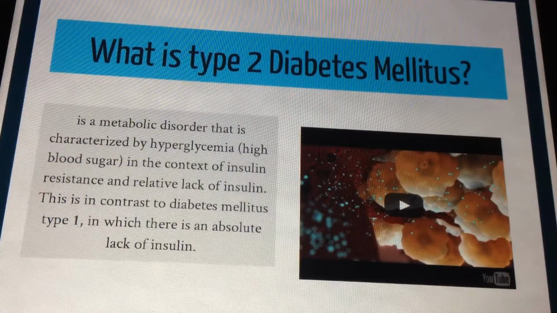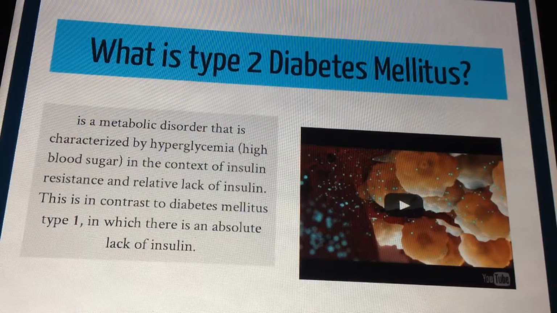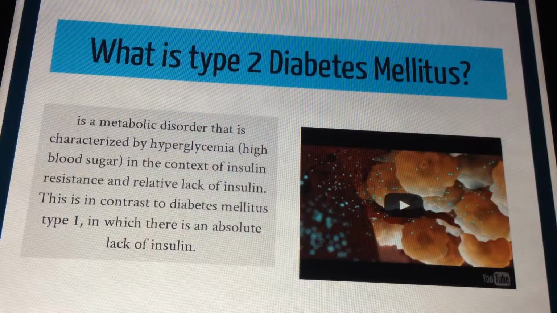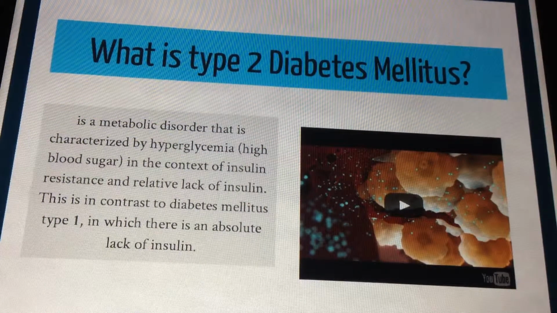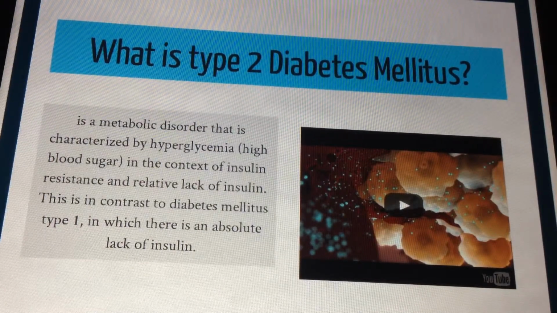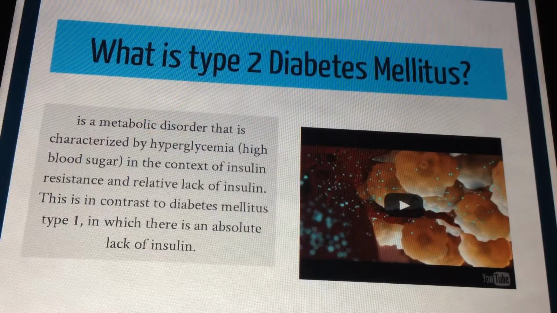First of all, what is type 2 diabetes mellitus? It's a metabolic disorder characterized by hyperglycemia, that is high blood sugar, in the context of insulin resistance and relative lack of insulin. This is in contrast to diabetes mellitus type 1, in which there is an absolute lack of insulin. Here's a small video about the basics of diabetes.